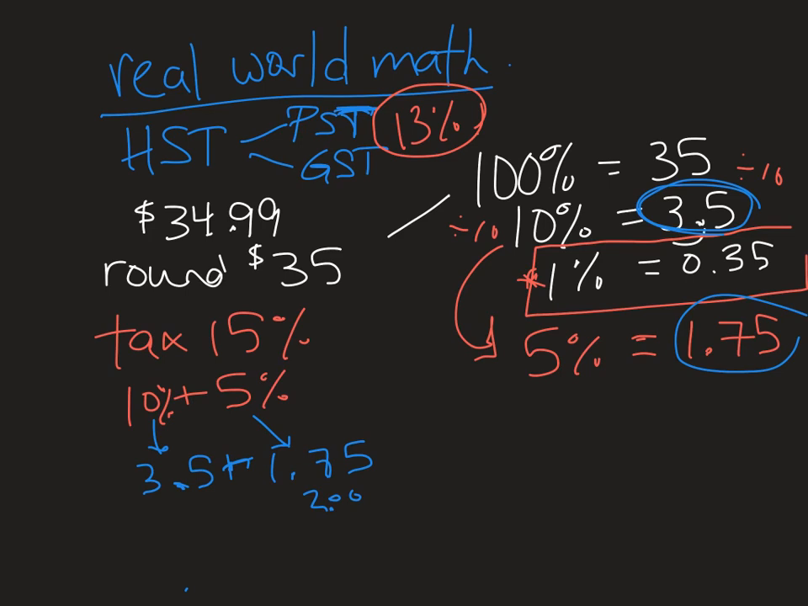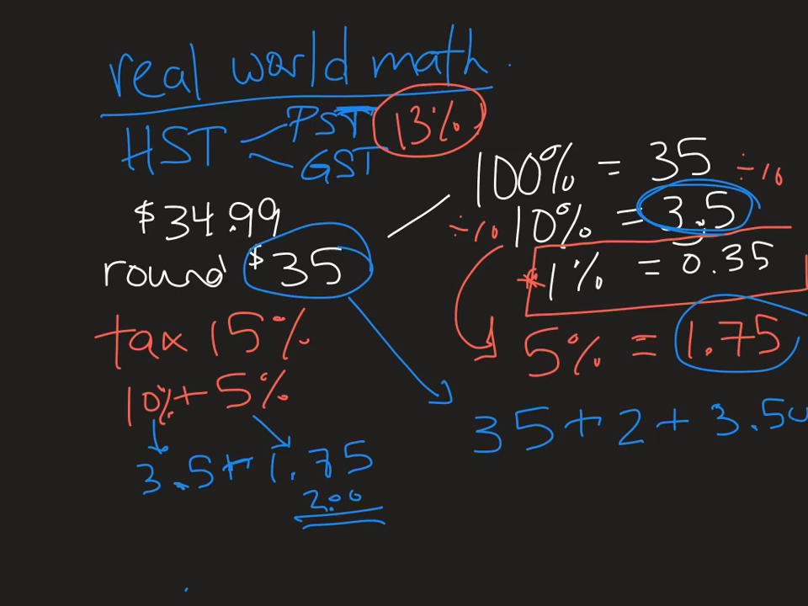So now I've got $35 up here. $35 plus my $2 plus my $3.50. I can even call it $3 because I've done all this rounding up that I can round something down. But that's okay, we'll call it $3.50. So 35 plus 2 is 37. 37 plus 3 is 40. And then we've got that additional 50 cents.